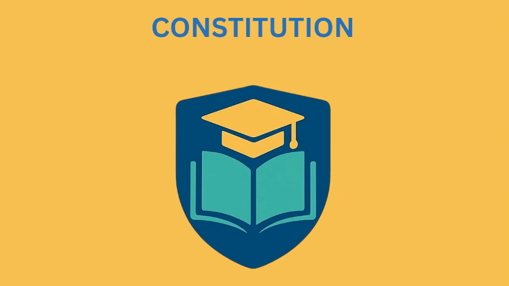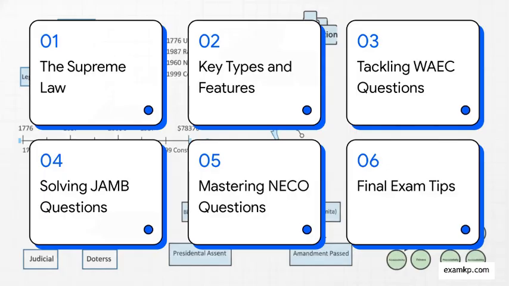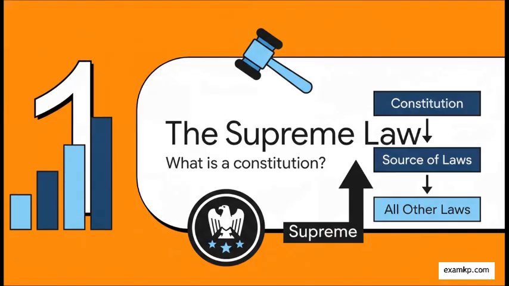Alright, here's our game plan. First, we'll nail down the basics, what the Constitution is. Then we'll get into the key types and features you absolutely have to know. After that, we hit the really important part, practicing with actual past questions from WAEC, JAMB, and NECO, and we'll wrap it all up with some of my best final tips. Ready? Let's go. Okay, first things first, we have to build a really solid foundation.